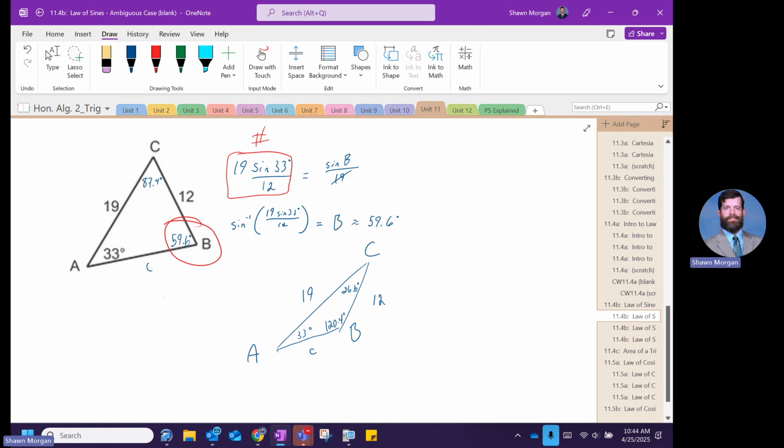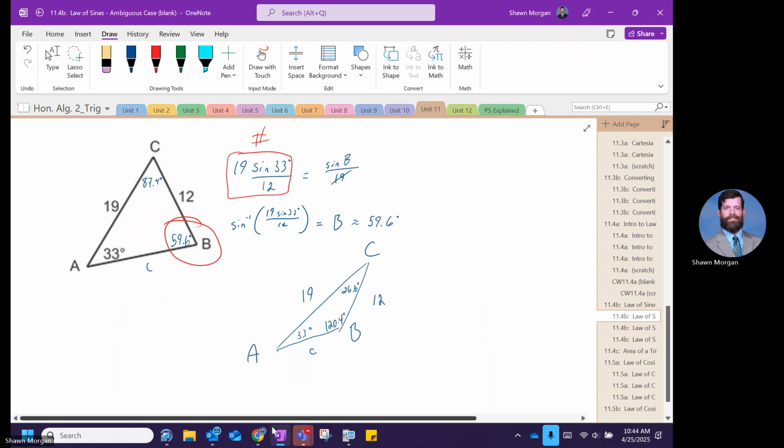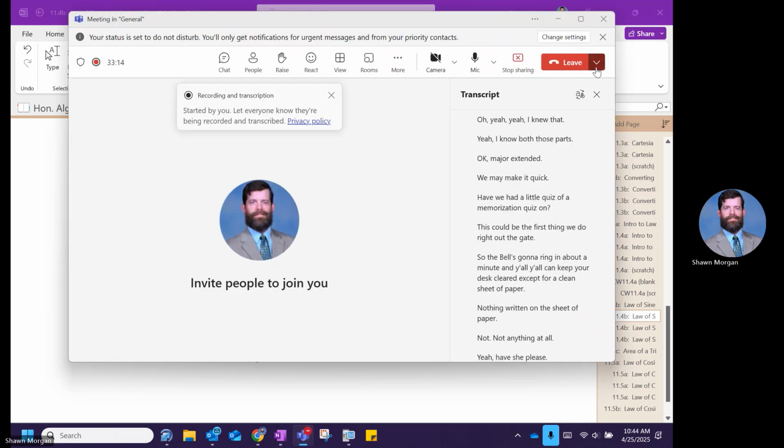Hey, we're gonna have a little quiz, a memorization quiz on, do you know your quadratic formula? That's gonna be the first thing we do right out the gate. So the bell's gonna ring in about a minute. And y'all can keep your desk cleared except for a clean sheet of paper. Nothing written on the sheet of paper, not anything at all. Half sheet, please.